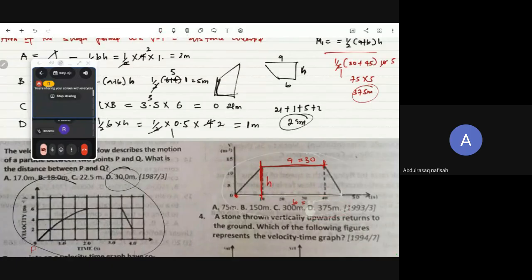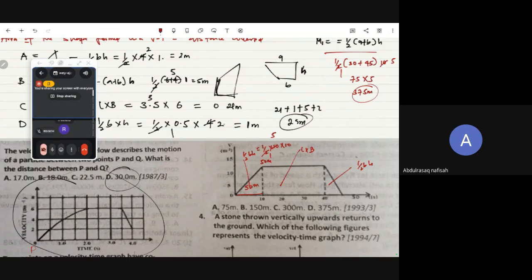Another method that you can try is find the area of a triangle here, half base times height. Find the area of a rectangle here, length times breadth. Then area of a triangle here, half base times height. Then you add the three together. This half base times height here will give you half times the base is 10 times the height is 10. So half of 10 is 5. 5 times 10, that's 50 meters. So this place is 50 meters.